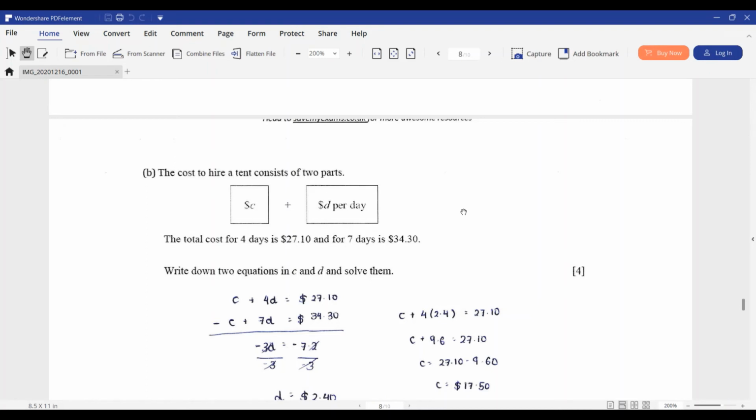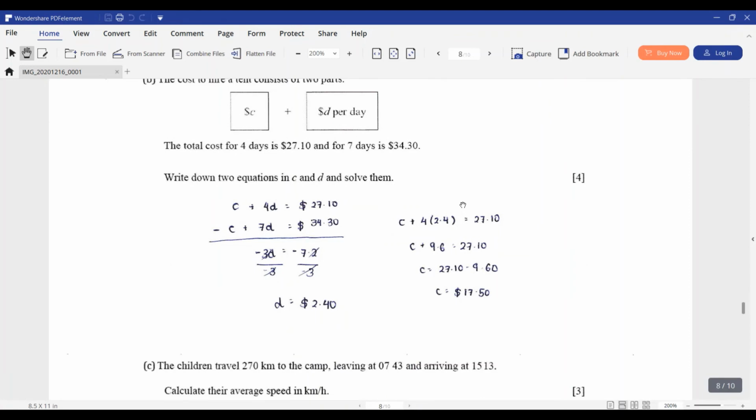The easiest way I would recommend to solve this is to use elimination, because there's C and C here and they both have a coefficient of 1, and since they're both positive, we're going to put a minus sign there. So C minus C, 0, that dies. Now what about 4D minus 7D? That's negative 3D, so minus 3D. What about 27.10 minus 34.30? I did this in my calculator and I got an answer of negative 7.2.